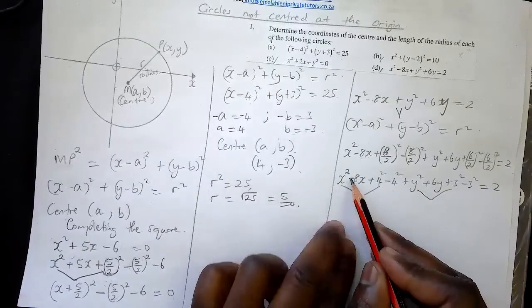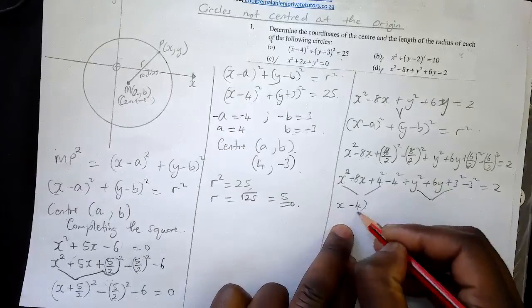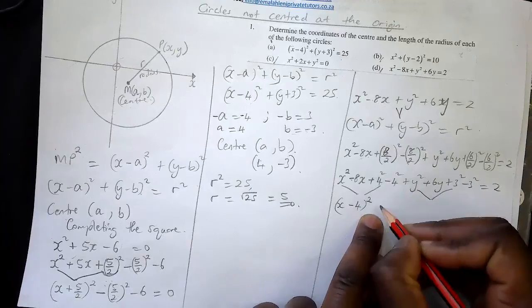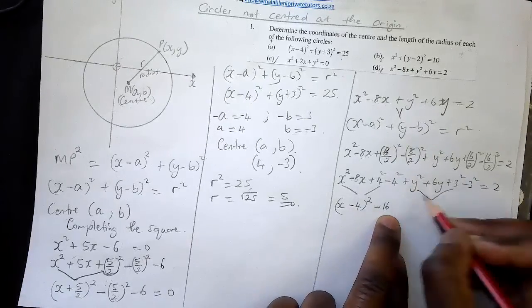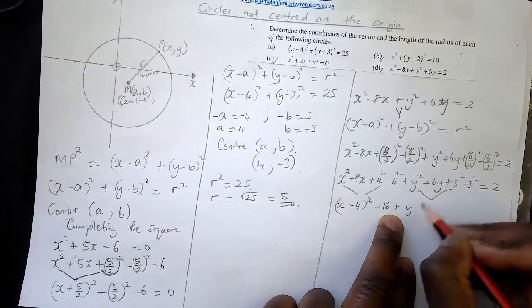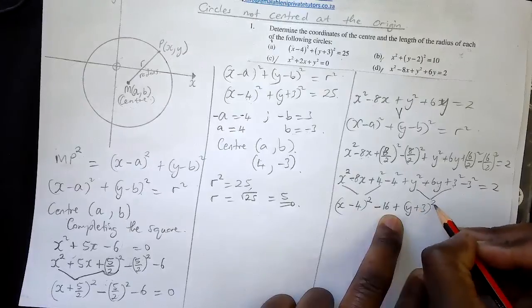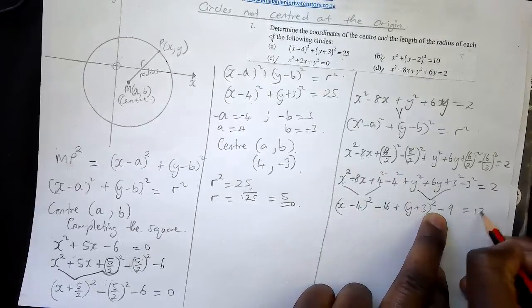Take the sign here. So you'd say (x minus 4) squared. We're now left with negative 4 squared here, which is minus 16. Then what else do we have here? We take y, and we take the plus here. Plus what is the perfect square? 3. We take the 3, and we square that. Minus 3 squared is 9, is equal to 2.